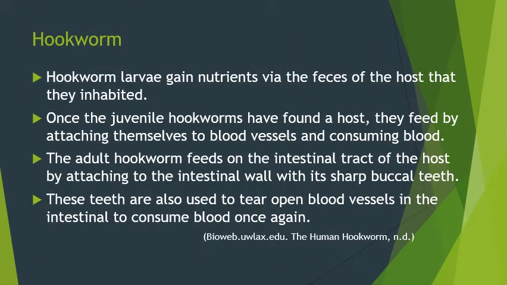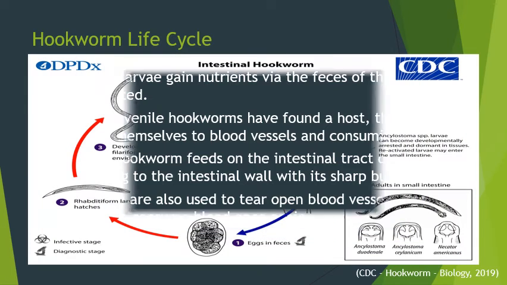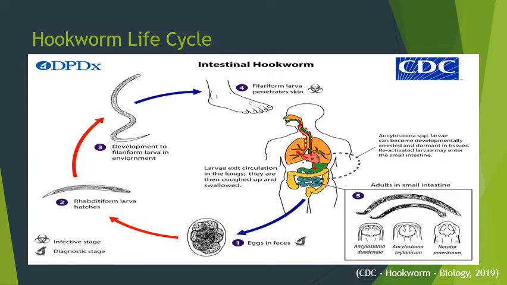And we just went over that in the previous slide, basically going over where they get their nutrients. The life cycle, per the CDC.gov: eggs are passed in the stool, and with the appropriate moisture, warmth, and shade, the larva is able to hatch within 1 or 2 days and become free living in the contaminated soil.